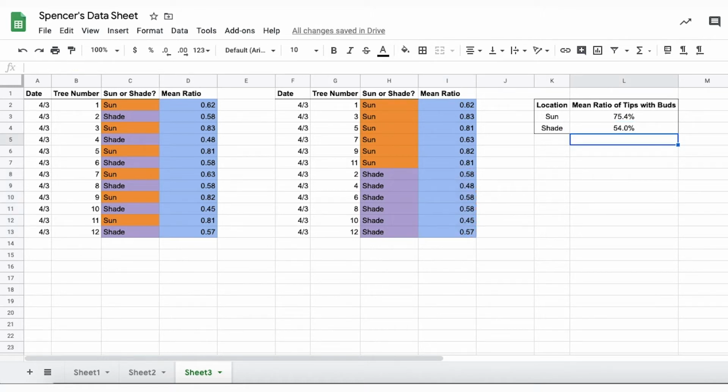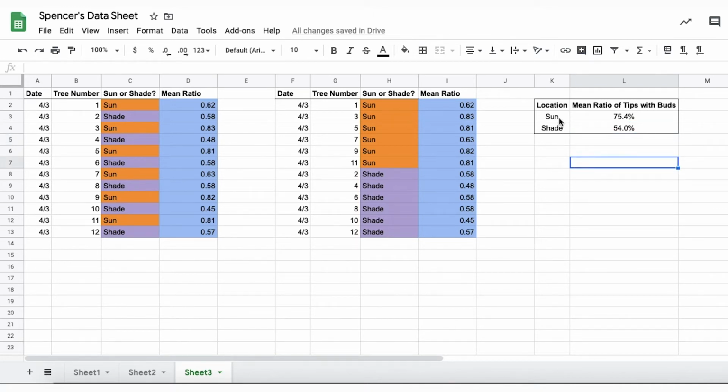We can see that in the sun, 75.4% of tips had buds growing on them, but in the shade, only 54% of tips had buds growing on them. This will be what I'll make my graph out of. Do you have any guesses as to what type of graph this will be? A bar graph or a scatter plot? This will actually be a bar graph because we're comparing one type of number, the ratio or percentage of tips with buds on them, in different categories, sun or shade.